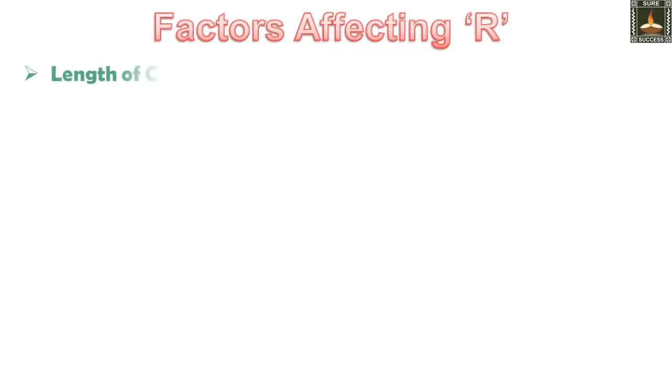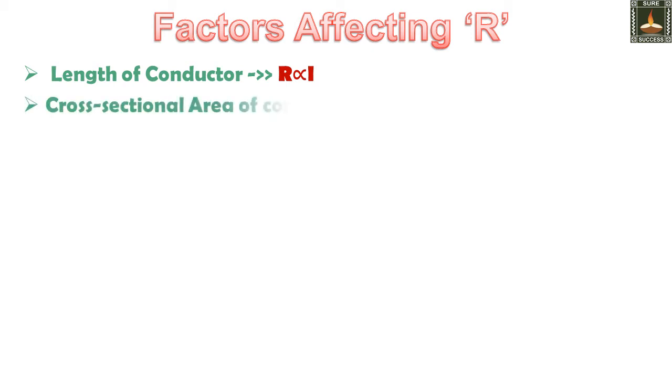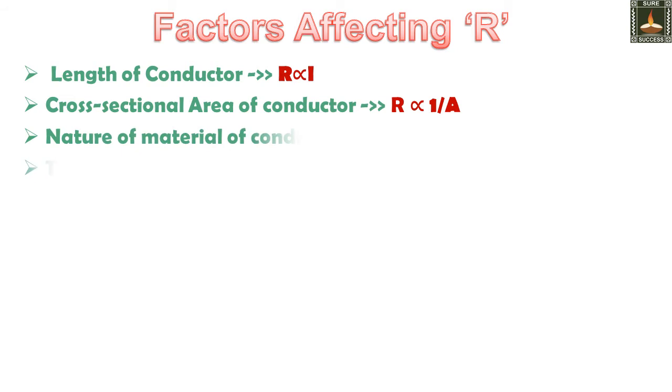Now, what are the factors affecting resistance? The first factor is the length of the conductor. Resistance is directly proportional to the length of the conductor. Secondly, the cross-sectional area of the conductor. Resistance is inversely proportional to the cross-sectional area of a conductor. Resistance also depends on the nature of the material of the conductor and the temperature of the conductor. With the increase of temperature, resistance increases.